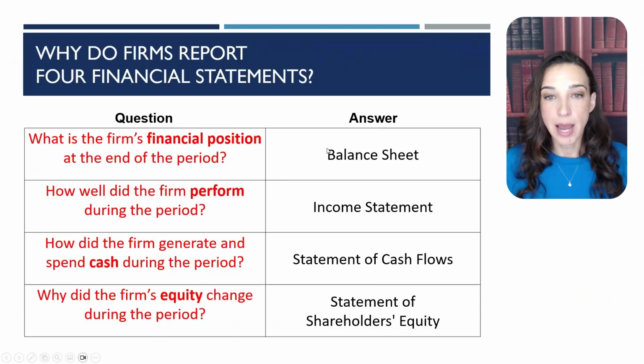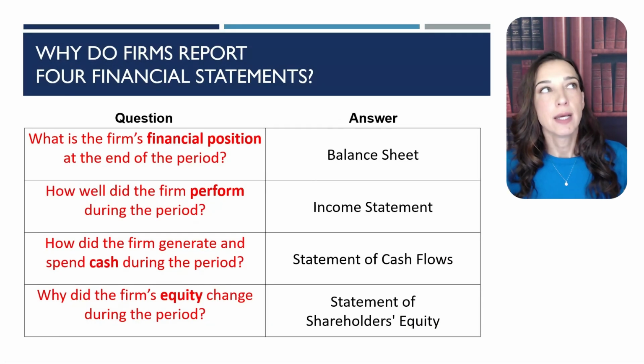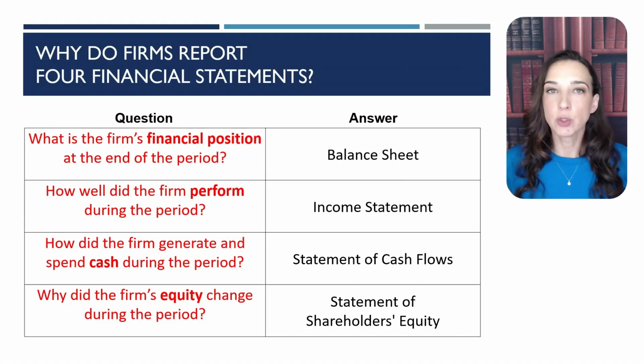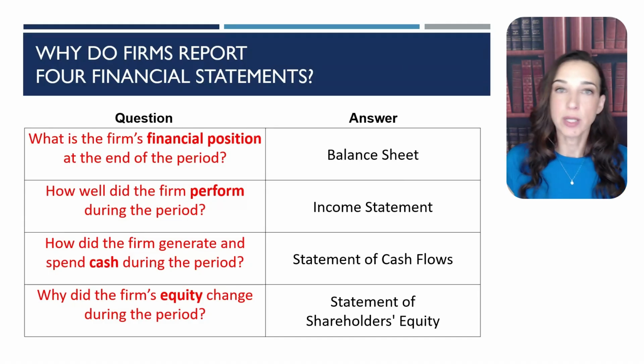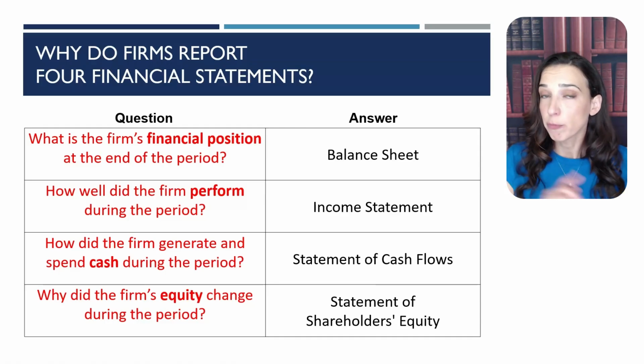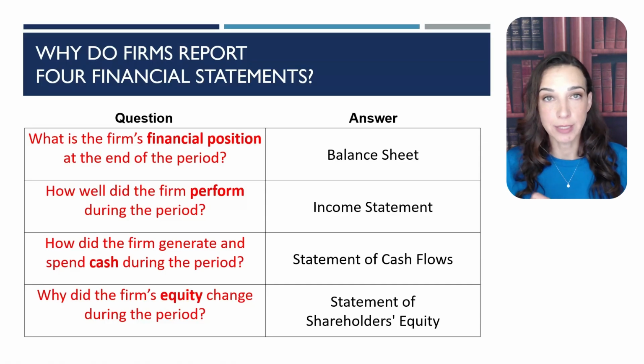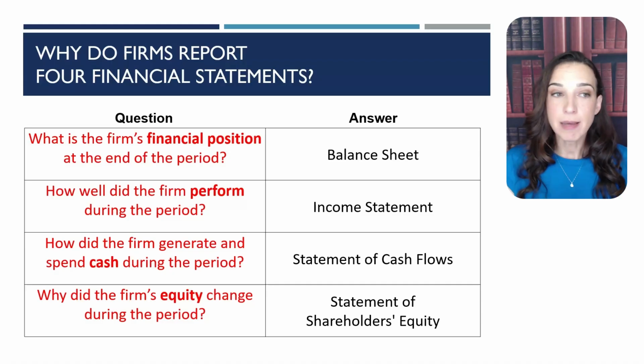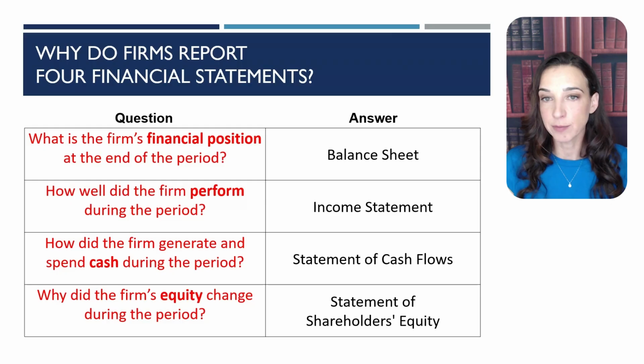Now, I mentioned that there are 4 important financial statements. Why are there 4? Why can't we just say, tell me how the company is doing, and they're going to provide one statement, and that's going to be the end of it? Okay. Now, there are 4 statements because each statement is distinct in terms of the question that it answers. If your question is, what is the financial position of the firm at the end of the period, then you need to look at the balance sheet.